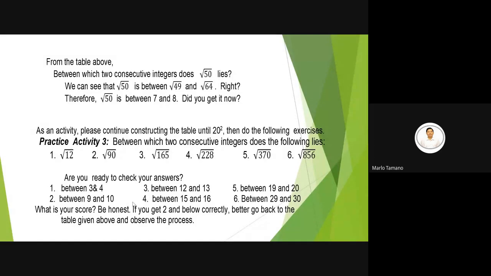So, 20 squared nagawa, no? Sinabi ko sa inyo, ituloy-tuloy na lang natin. Then, do the following exercises. Practice activity number 3: between which two consecutive integers does the following lie? Okay, so the square root of 12. Ano yung perfect square bago mag-12? What number is considered as a perfect square before the square root of 12?